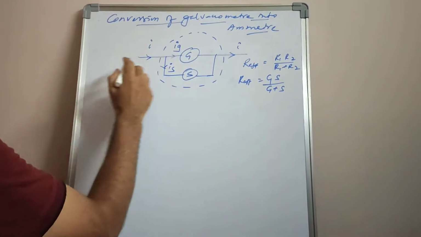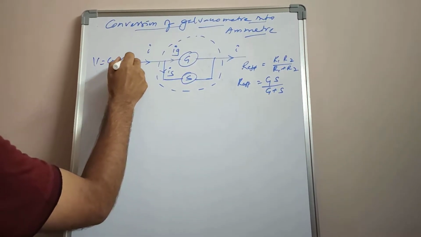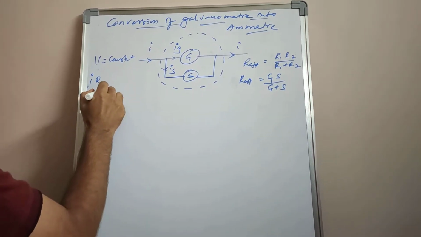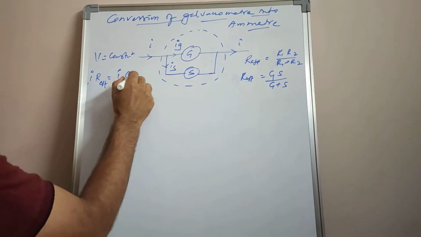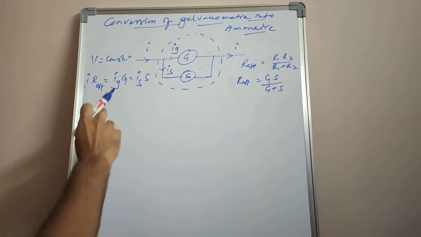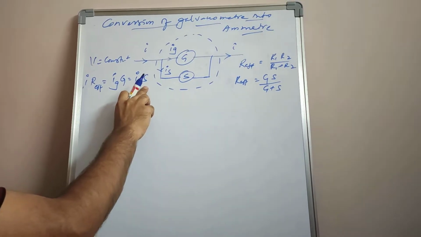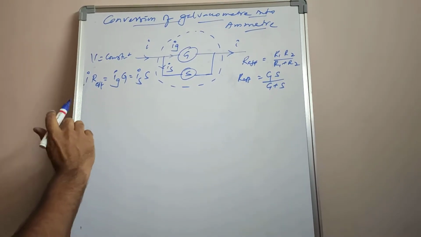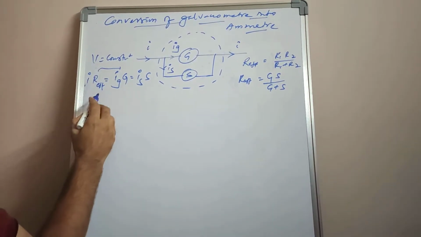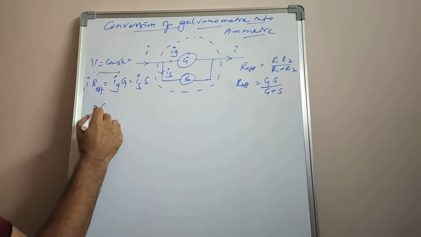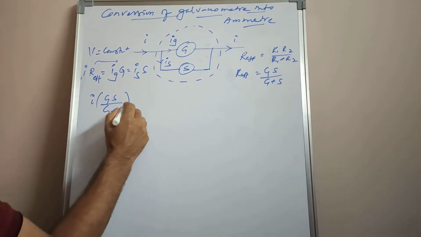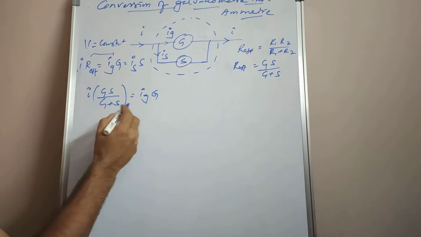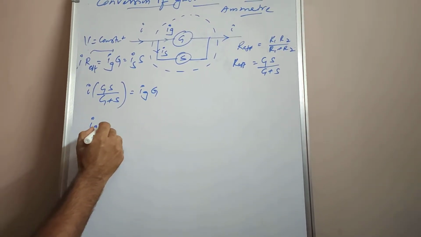In parallel combination, as voltage remains constant, voltage is I into R effective, which is equal to IG into G, which is equal to IS into S. This is the voltage across galvanometer, this is the voltage across shunt resistance, and this is the effective voltage. When you compare these values, I into R effective, which is GS by G plus S, is equal to IG into G.